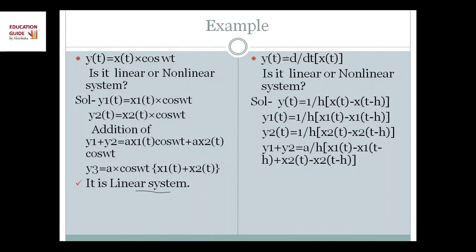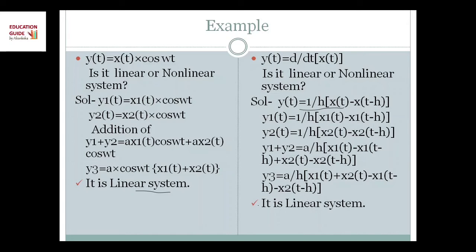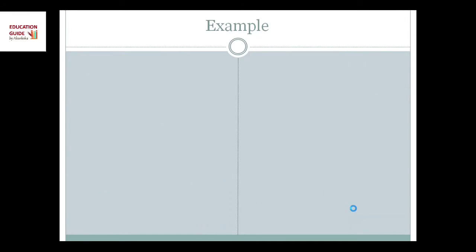Then we put in this equation x(t) = x1(t) + x2(t). So we got y3. y3 = a/h [x1(t) + x2(t) - x1(t - h) - x2(t - h)]. So y1(t) is equal to y3. So it is a linear system.